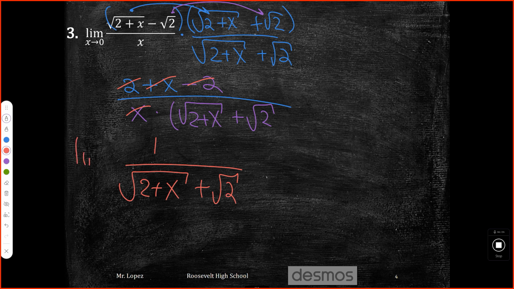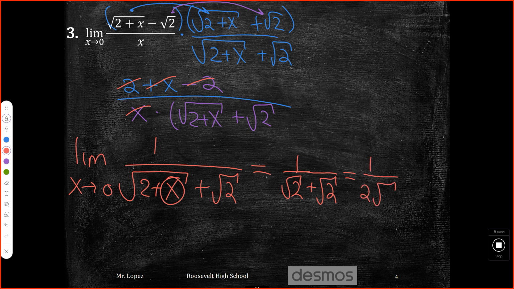And we have the limit as x approaches 0. And now if we substitute in x equal to 0 here, we will get 1 over square root of 2 plus square root of 2. And 1 over square root of 2 plus 2 at the bottom, you got 2 square root of 2's. And that is the answer.